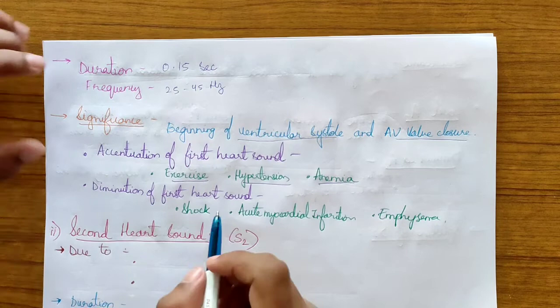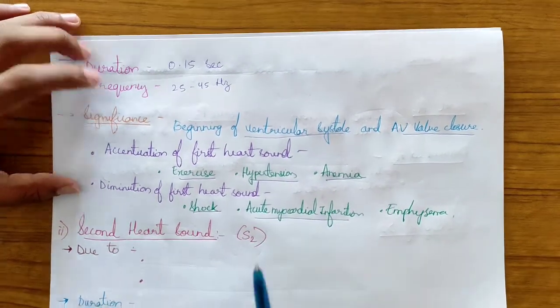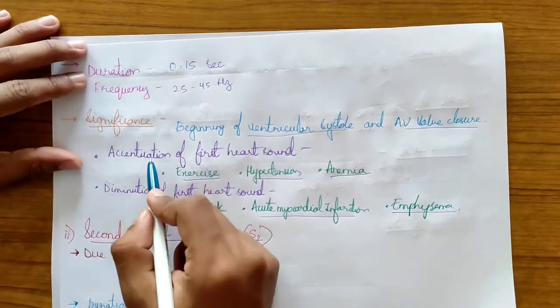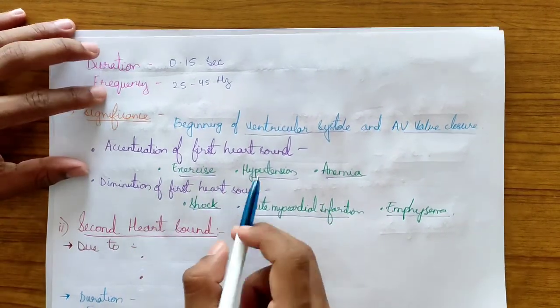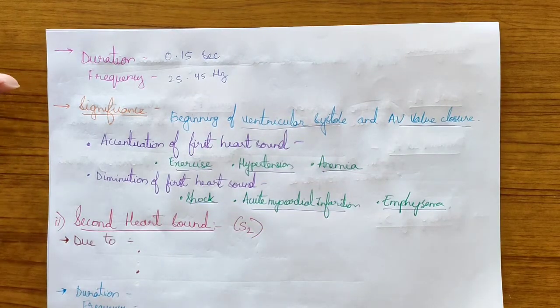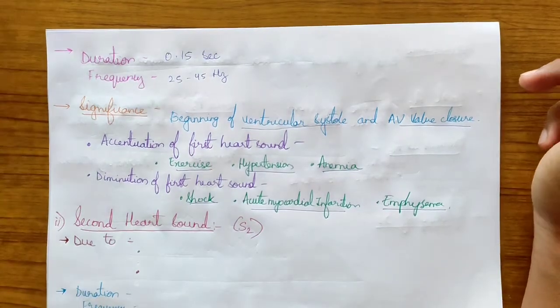And there is diminution of the first heart sound in the cases of shock, acute myocardial infarction and emphysema. So you need to remember at least three factors which cause the accentuation of the first heart sound and the diminution of the first heart sound. Accentuation of the first heart sound means the increase in the sound, and diminution means the decreased sound of the first heart sound.